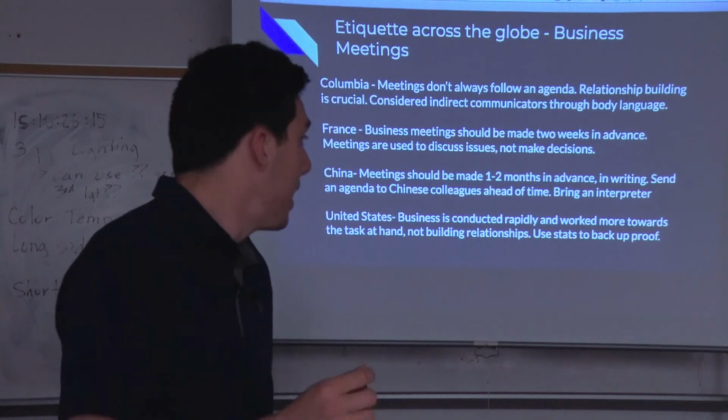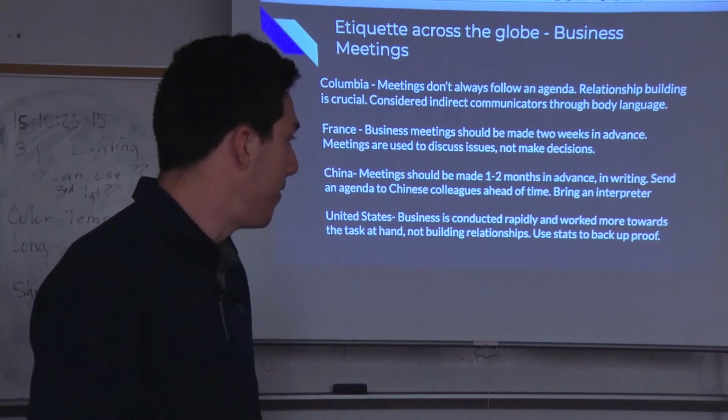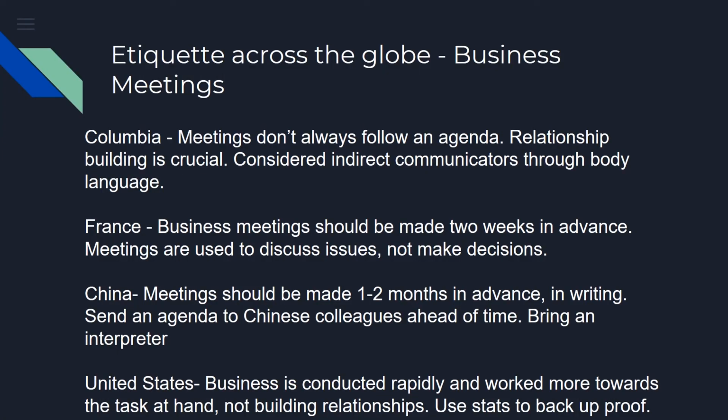Now in China, meetings should be made a month or two in advance, and in writing, by the way. Send an agenda to Chinese colleagues ahead of time and bring an interpreter. Now this one is a very loaded one, but right off the bat, you don't want to go to China and call 2 weeks in advance before a meeting and say, hey, can we set this up? They don't want it weeks in advance. They want it months in advance, and that's good for them.